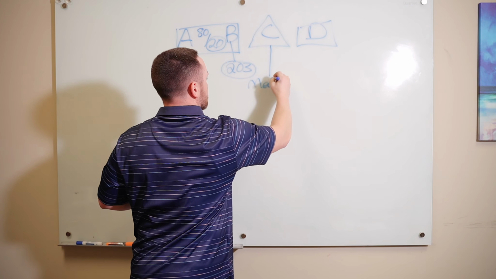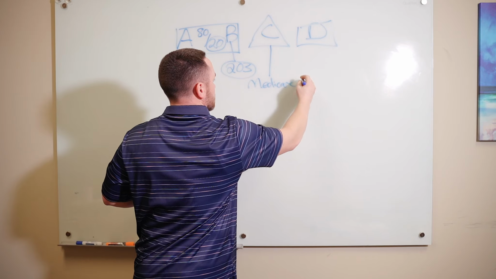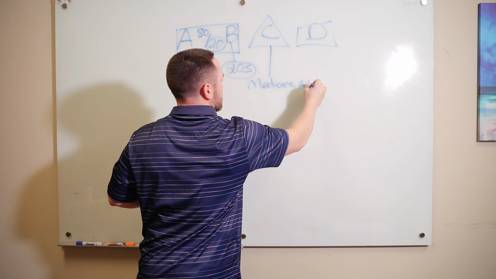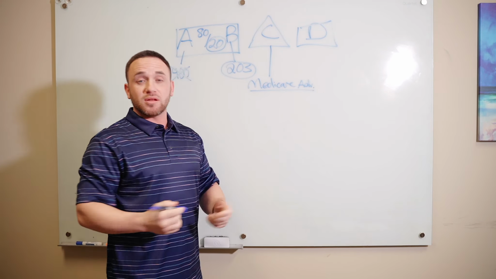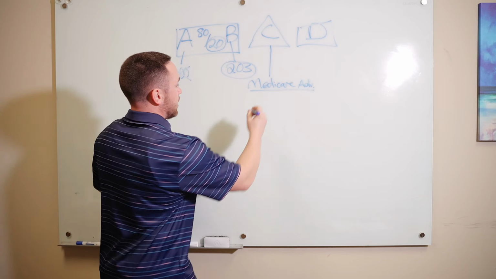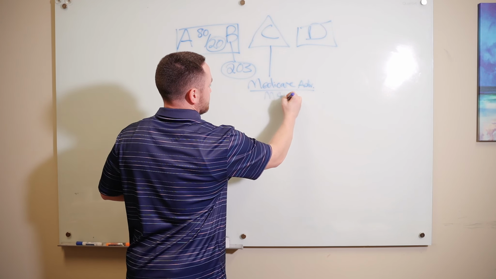I'll say Medicare Advantage. And I don't use acronyms. Why do I not use acronyms? Because they don't know what they mean. I don't want to make them feel dumb. I want to be extremely thorough. And I may even put it like this underneath it.